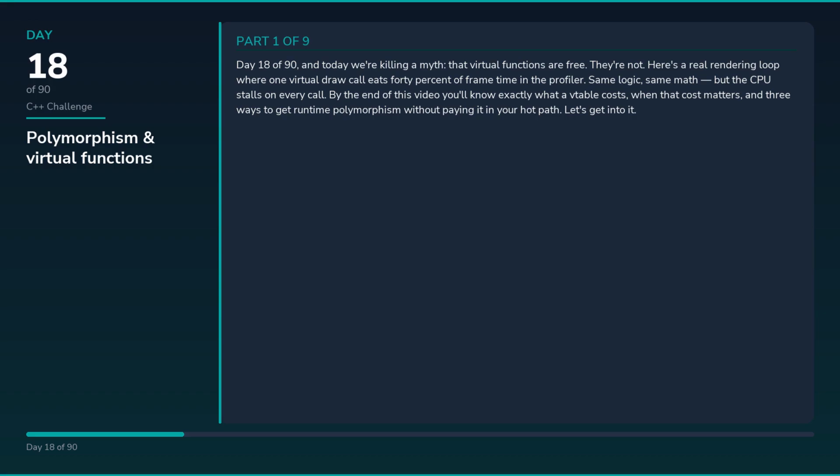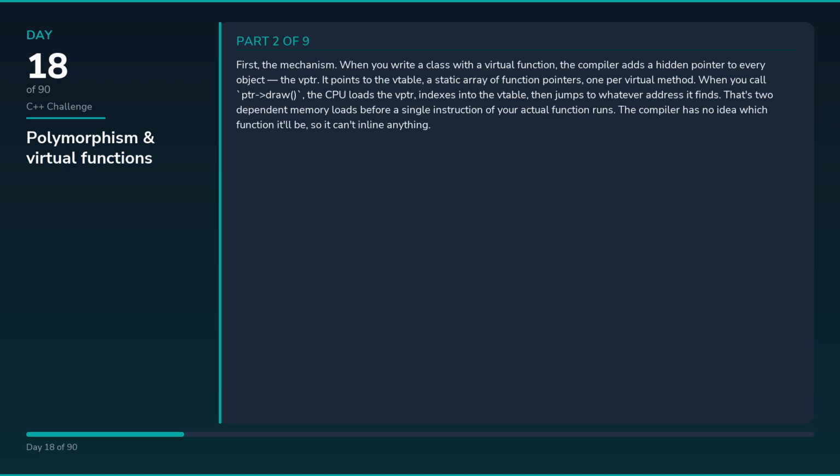Day 18 of 90, and today we're killing a myth that virtual functions are free. They're not. Here's a real rendering loop where one virtual draw call eats 40% of frame time in the profiler. Same logic, same math, but the CPU stalls on every call. By the end of this video you'll know exactly what a vtable costs, when that cost matters, and 3 ways to get runtime polymorphism without paying it in your hot path. Let's get into it. First, the mechanism.